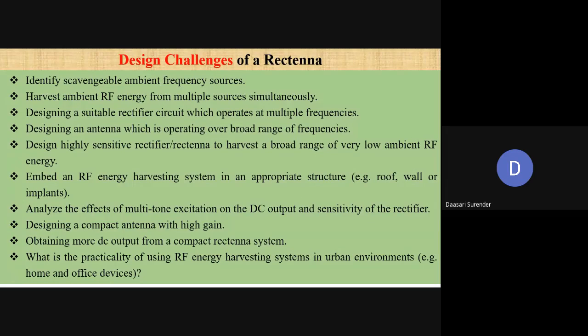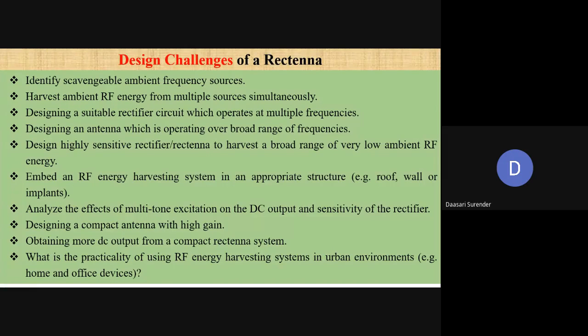So to increase the harvesting power, which results in increased DC output from the Rectenna circuit, a suitable rectifier must be designed. For a single band case, it is easy to achieve impedance matching. For a multi-band case, a rectifier with compact dimensions is desired. So designing a suitable rectifier with compact dimensions is needed, and designing an antenna which operates over broadband frequencies. It is also desired to design a highly sensitive rectifier and Rectenna to harvest a broad range of frequencies.